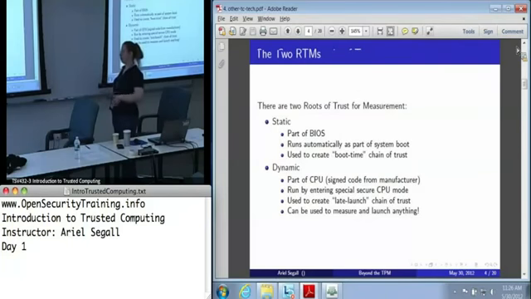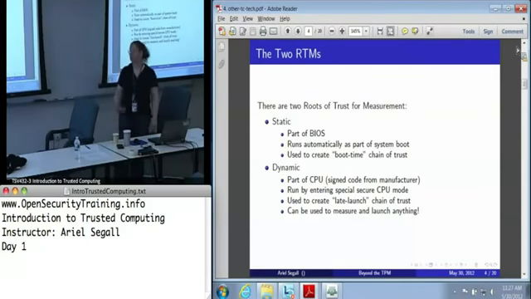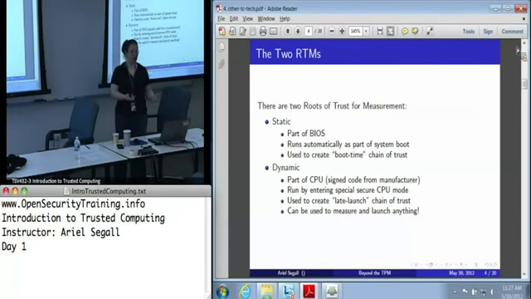So there are two potential roots of trust for measurement. The static root of trust for measurement is part of the BIOS. It's the BIOS boot block, I believe. It runs automatically as part of the system boot. If you turn the TPM on and you boot your machine, it will have measurements in it, and the reason is the static root of trust will always just go. It's used to create the boot time chain of trust. So when the BIOS boots, the BIOS boot block boots up, measures the rest of the BIOS, and hands off control to the rest of the BIOS. The rest of the BIOS measures the bootloader in two different pieces, hands off control, and so forth.